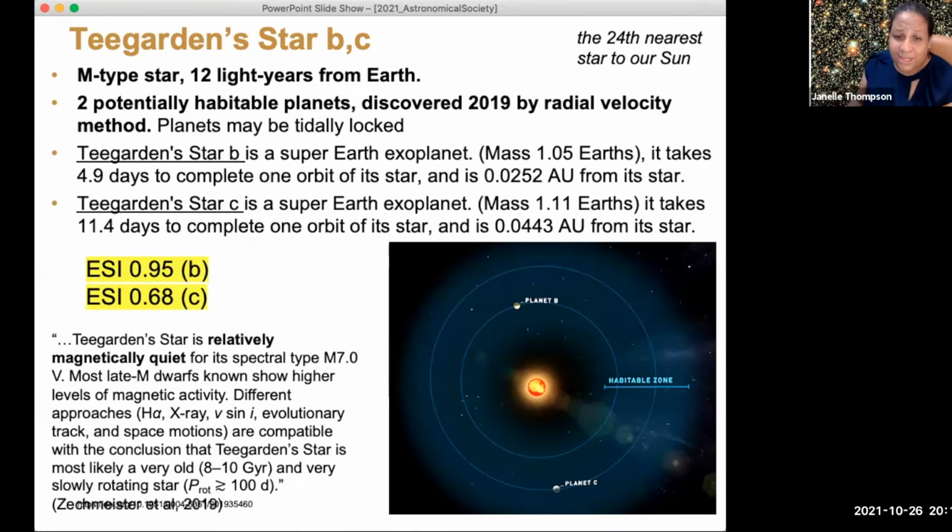Now, one consideration is, since these planets orbit an M-type star, the habitable zone is very, very close in, which means the planets are likely tidally locked, kind of like our moon. One side will always face the star, and one side will always face outwards from the star. That could potentially limit the ability to host liquid water. There's a cool diagram of this system.